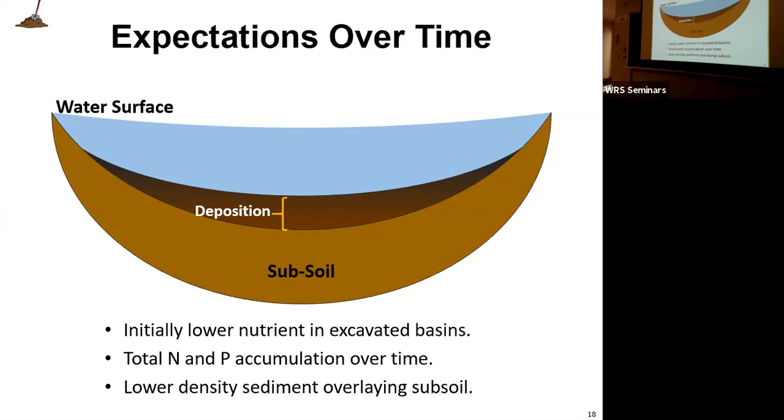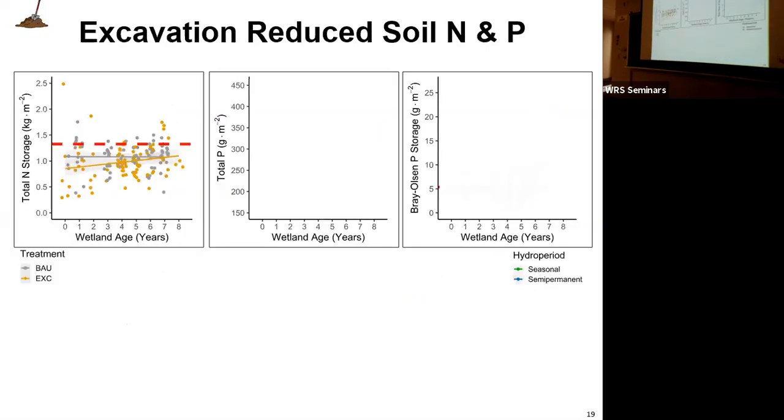That's the plan. Should we see if the plan happened? I'm gonna see it. So here we're looking at excavated sites in gold, business as usual in gray, age on the x-axis. We're looking at nitrogen, total phosphorus, and bioavailable phosphorus, or Bray-Olsen phosphorus. The red dashed line is the nutrient storage in a set of reference wetlands that were interspersed around our sites.